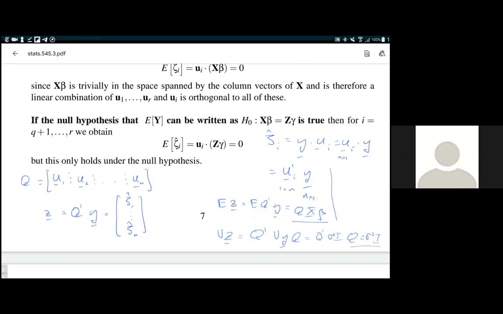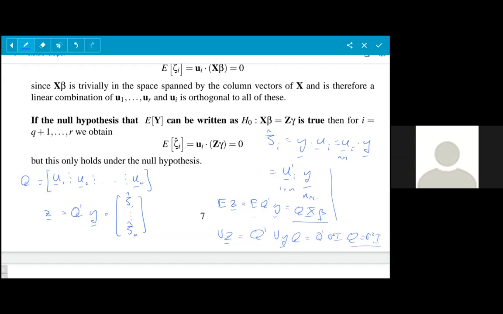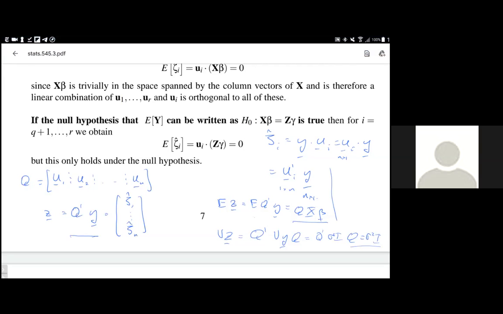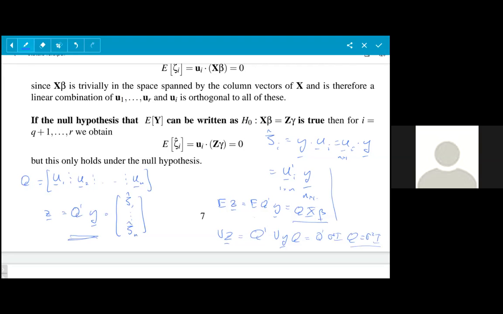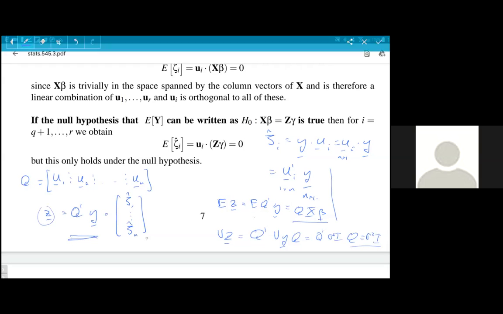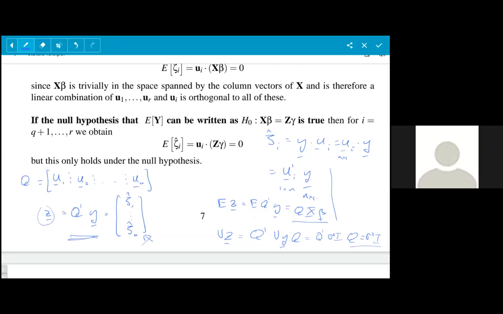And our next step will be to expand on this. If we assume that the y's were multivariate normal, then this is a linear transformation of a multivariate normal, and so this collection of zetas is also multivariate normal. And that will give us the results we need to find all the distributions of everything that we need and to do the actual tests. But one step at a time.